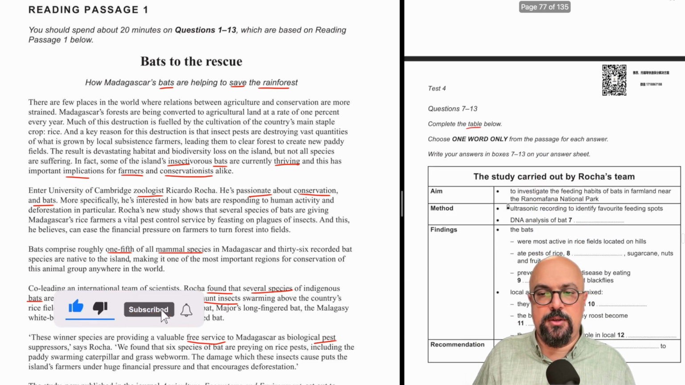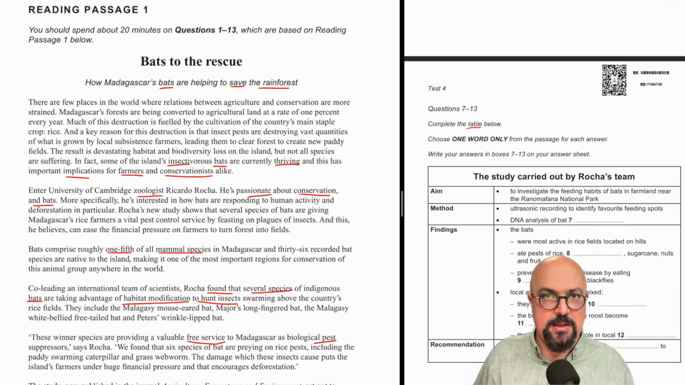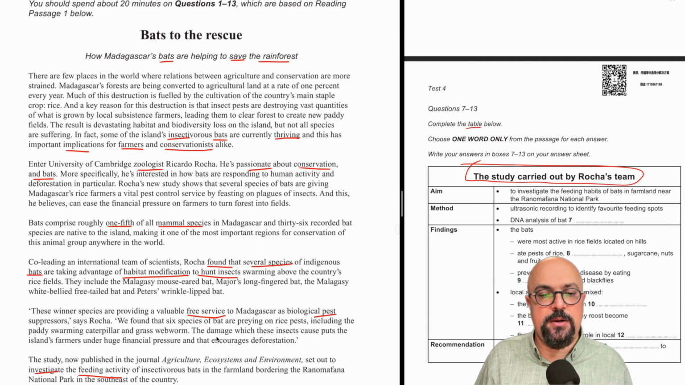But this is also a good question type, not because the questions are in passage order. In fact, they're not necessarily in passage order. But what is amazing about the table completion tasks is that because they cover a specific aspect of the text, the answers are found in the same neighborhood. So the title usually takes us to the right place. The study carried out by Rocha's team. Rocha's team, you can find that area, and all of these answers will be found in that vicinity. Probably 1 or 2 paragraphs.